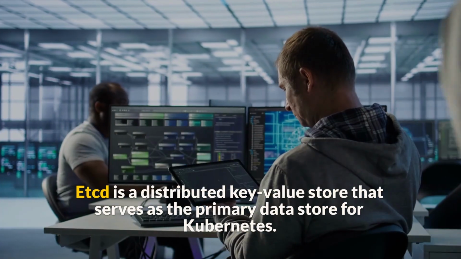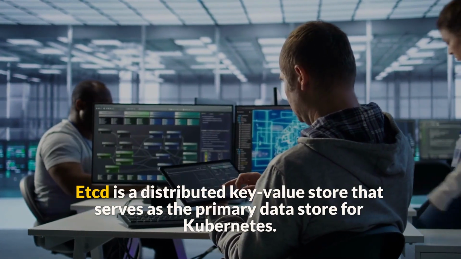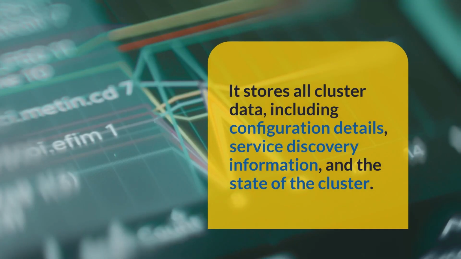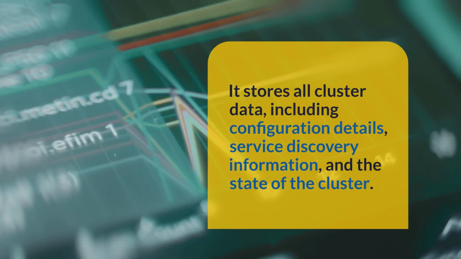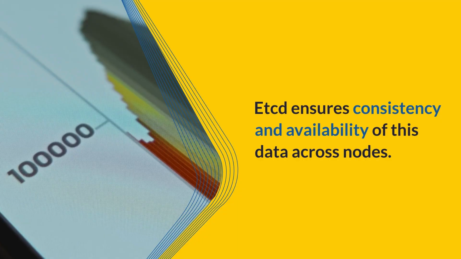4. What is etcd, and what role does it play within a Kubernetes cluster? etcd is a distributed key value store that serves as the primary data store for Kubernetes. It stores all cluster data, including configuration details, service discovery information, and the state of the cluster. etcd ensures consistency and availability of this data across nodes.